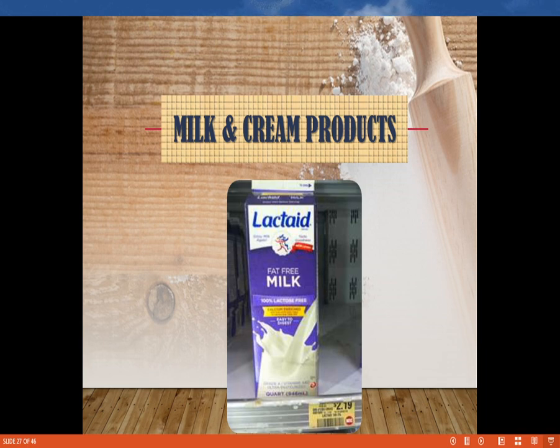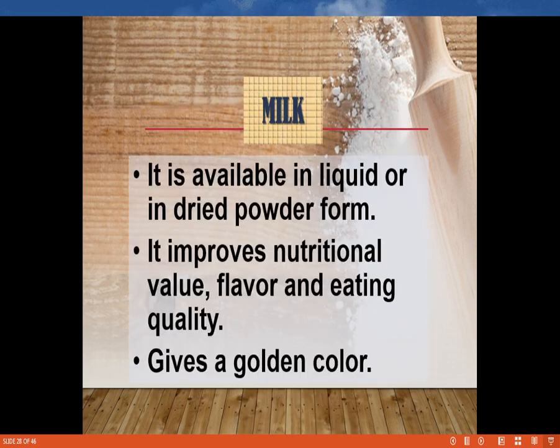Milk and cream products. Milk and other dairy products like water moisten dough and batters. They contribute to the nutritive value of baked goods. It improves, of course, the flavor and eating quality, and it gives a golden color.